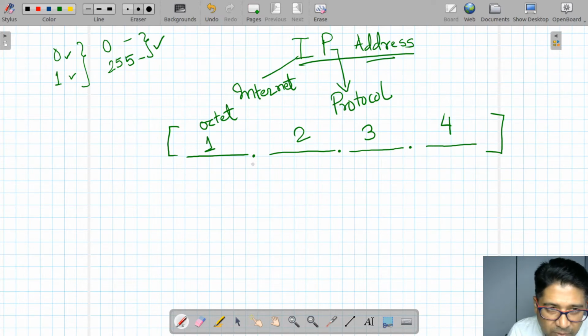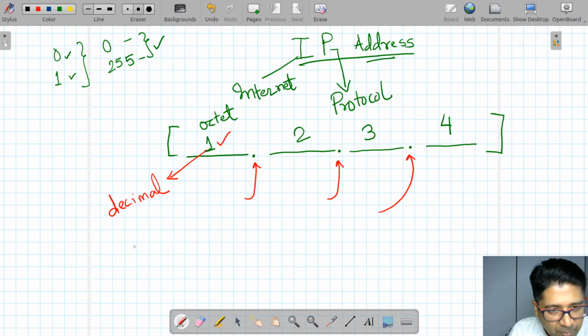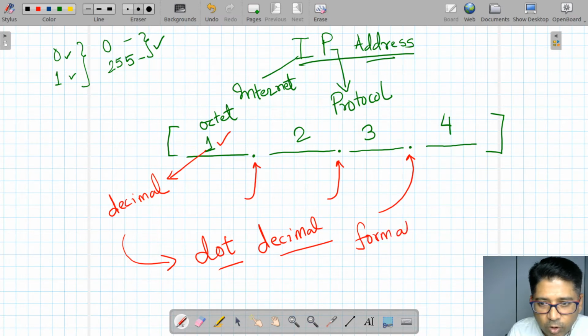They are separated by dots, and these octets are in decimal. That's why the IP address is called dot decimal. What is it called, guys? Dot decimal. So dot decimal format of the IP. So this format is called the dot decimal format of the IP.